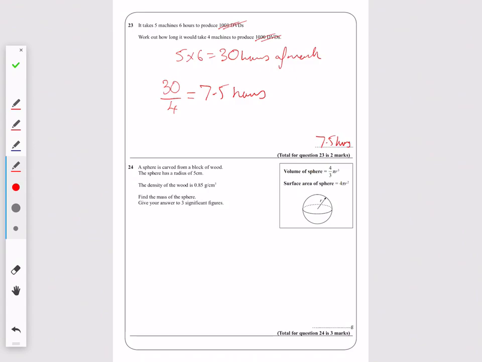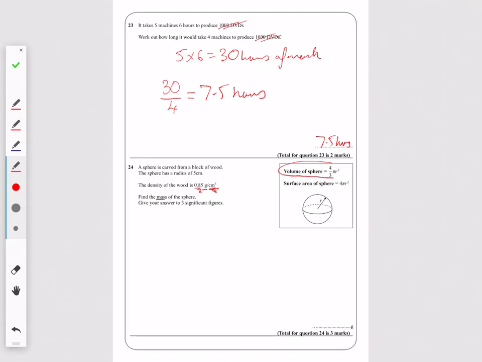Question 24, it says, a sphere is carved from a block of wood. The sphere has a radius of 5 centimetres and the density of the wood is 0.85 grams per centimetre cubed. Now, that's a big clue about what to do. Find the mass of the sphere. So if the density is 0.85 grams per centimetre cubed, that means we need to work out the centimetres cubed and times it by 0.85 to work out the mass. So we need to work out the volume of this sphere.